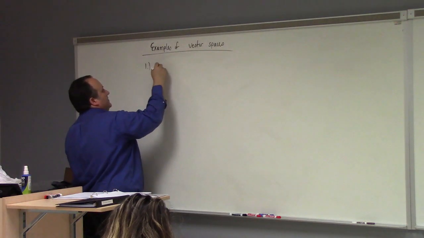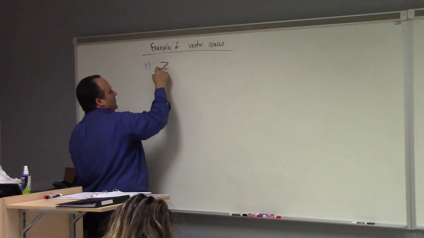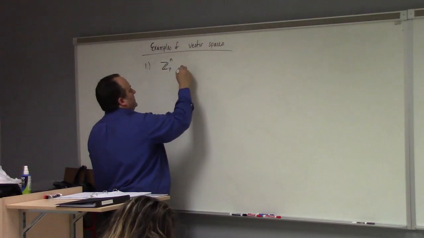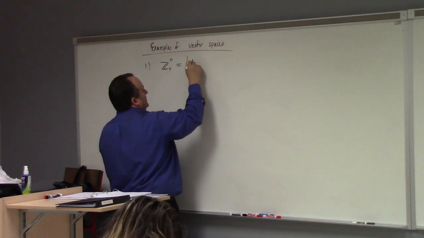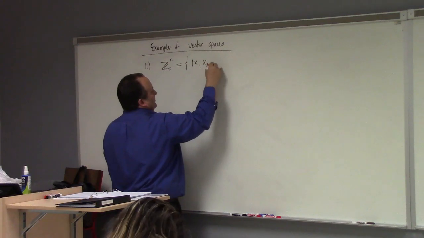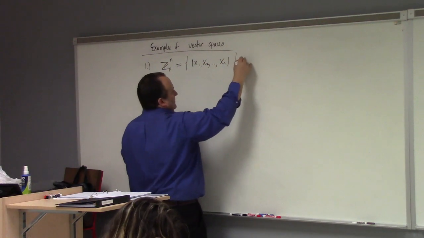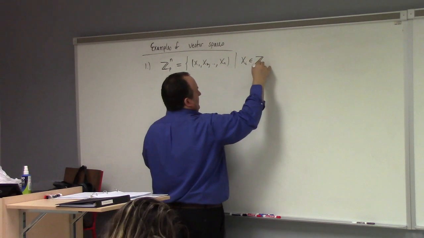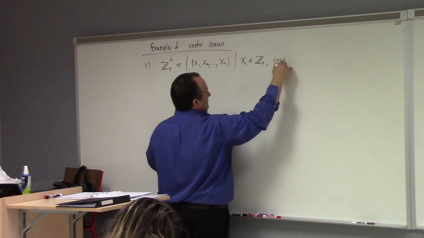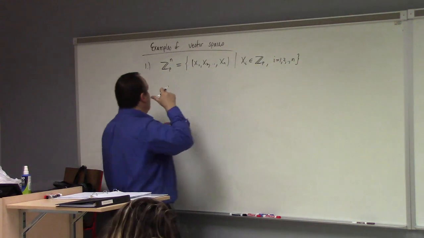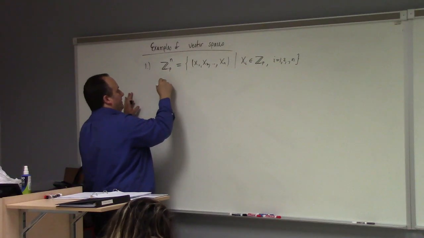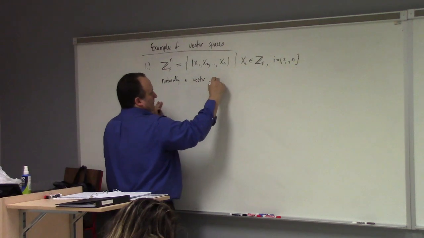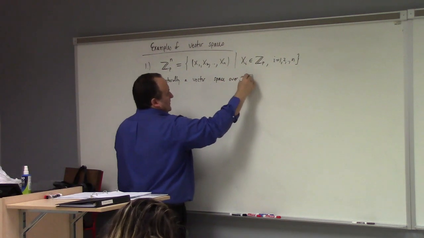Like one, we could have Z mod a prime, n-tuples of that. So this would be something like (x1, x2, ..., x sub n) such that x sub i is an element of Z mod a prime for 1 to n. And this is naturally a vector space over Z mod the prime.